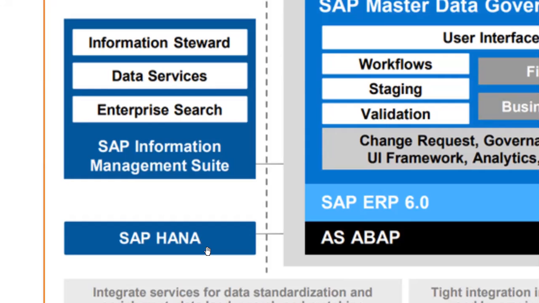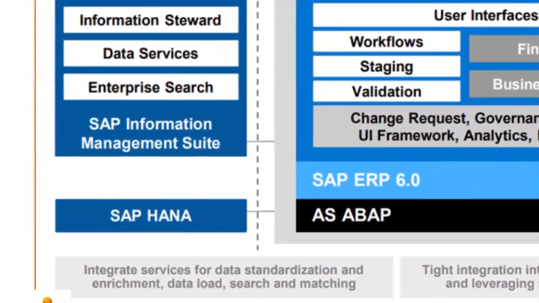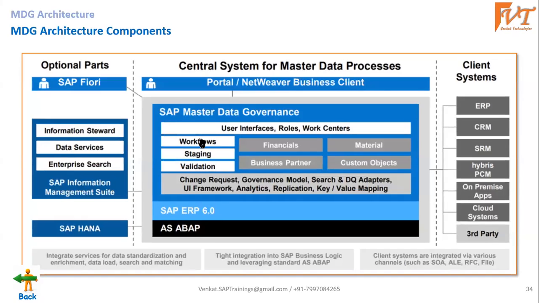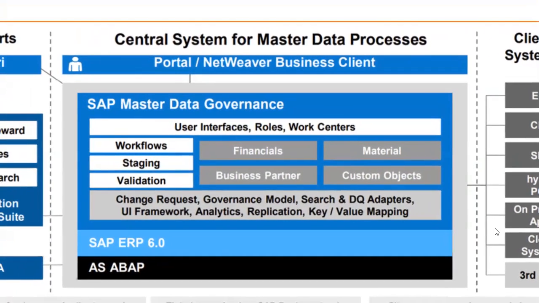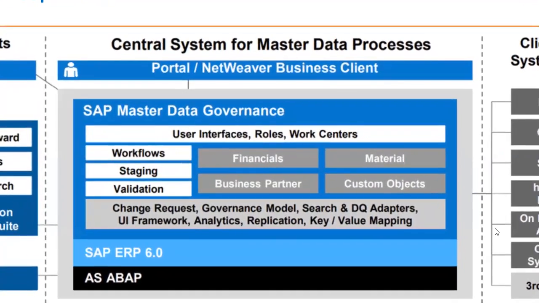And SAP HANA. As I said, without SAP HANA also MDG can sustain. So how? It can be installed on ERP 6.0. So these are just some components using which we can enhance the MDG functionality. Okay. Now we will understand what are the MDG core components.